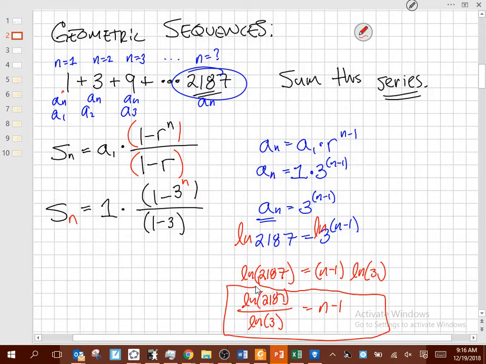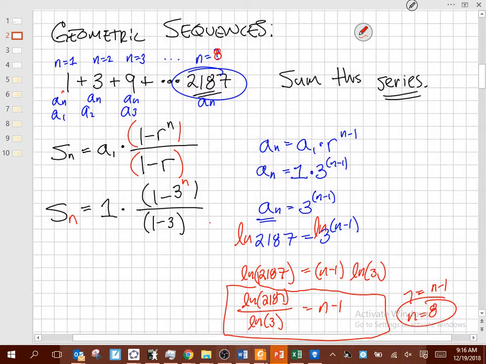So when I go ahead and solve, what's that give you? Does it give you 6 or 7? This gives you 7, so I get 7 is equal to n minus 1. So then n would be what? n would be 8, right? So 2187 is in the 8th position.